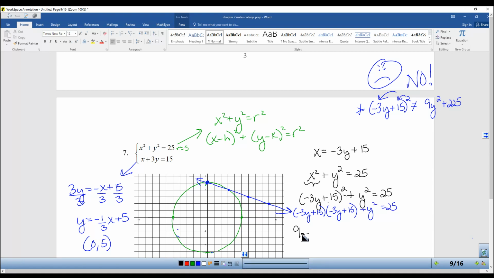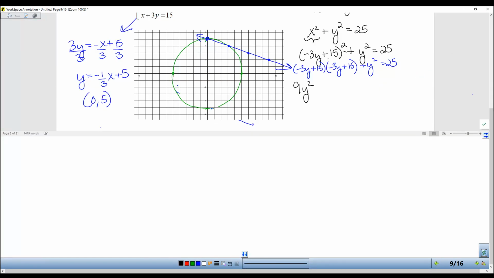All right, that gives us 9y squared. 3 times 15 is 45. There's 2 of them, so minus 90y plus 225. I definitely preferred graphing. This is a lot of work, right? I get 10y squared minus 90y. I bring over the 25, plus 200. I've set it equal to 0.